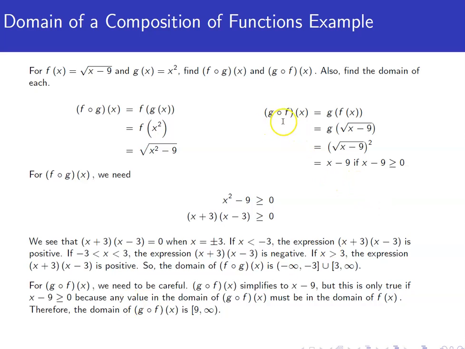I mentioned this above. For g composed with f of x, we're worried about the domain. We have to be careful. This g composed with f of x simplifies to that x minus 9 without a doubt. However, that's only true if what's under the radical is non-negative. So in order to be able to go into f of x, my x has to be 9 or bigger, right? This x minus 9 has to be greater than or equal to 0. So the domain of the composition is 9 to infinity, and include the 9, even though it looks like it should be all real numbers because of the way it simplifies.